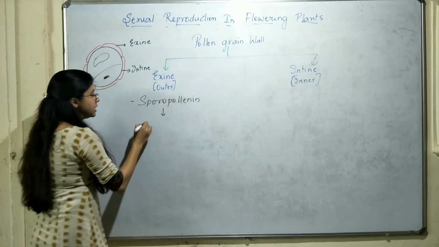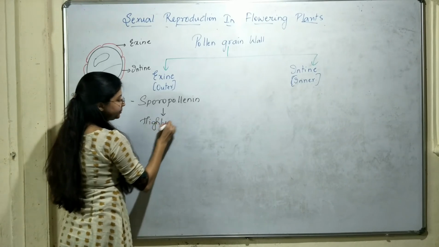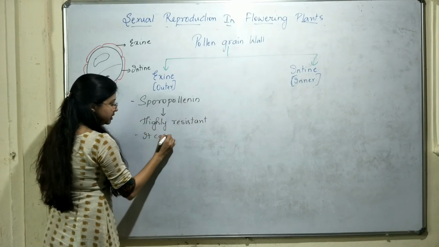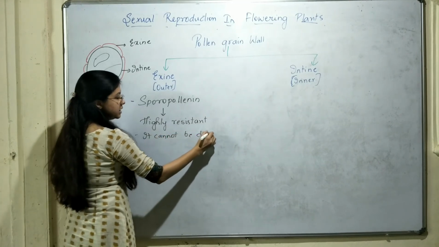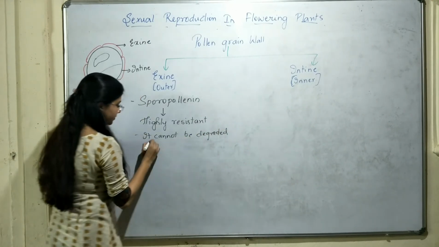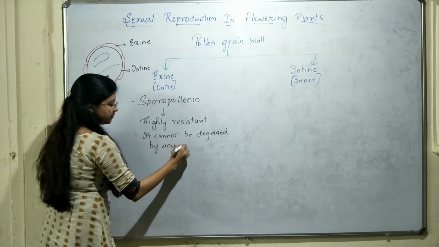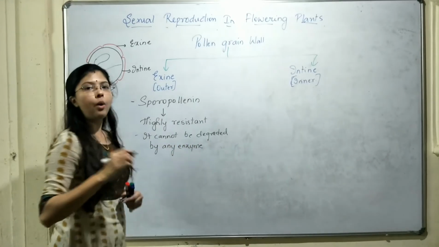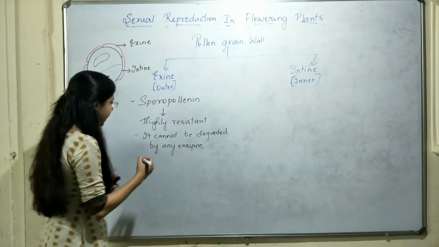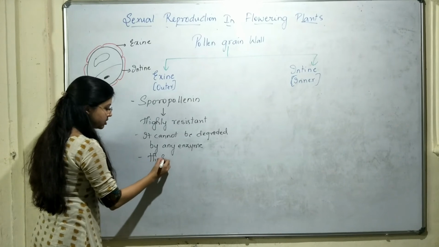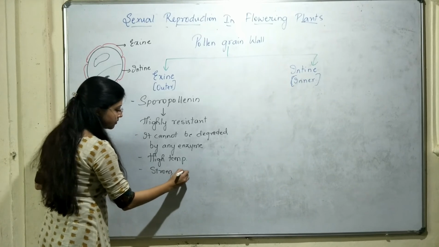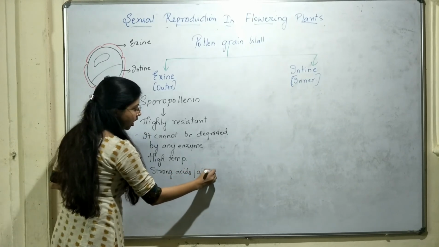This sporopollenin is highly resistant in nature. It cannot be degraded by any enzyme. Till date, there has been no enzyme found or discovered which can degrade the sporopollenin. It is even resistant to high temperatures, strong acids, or alkali.